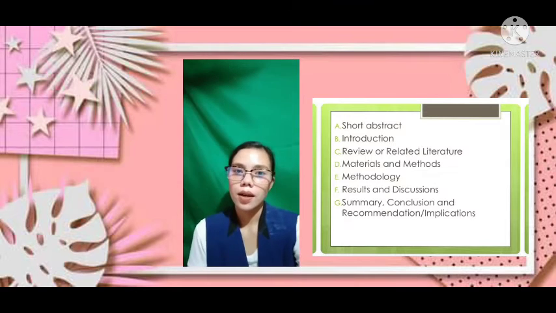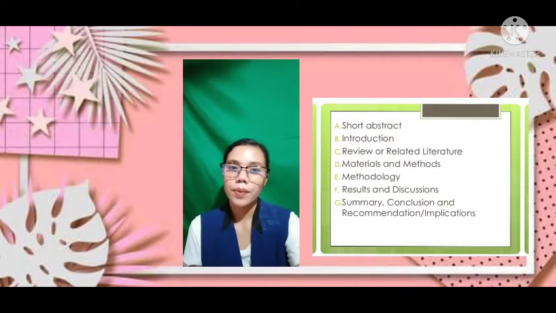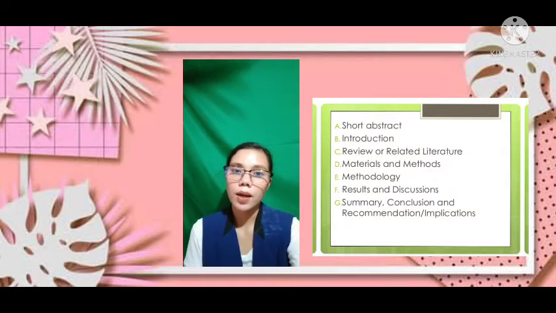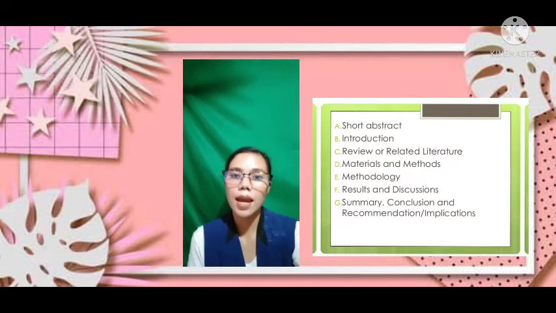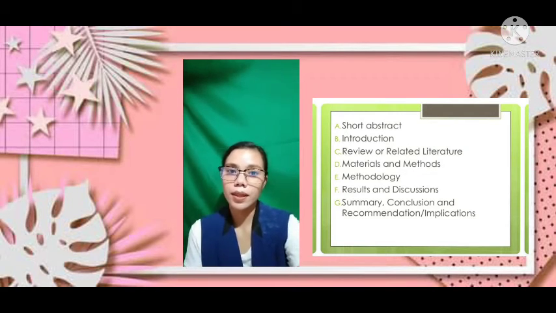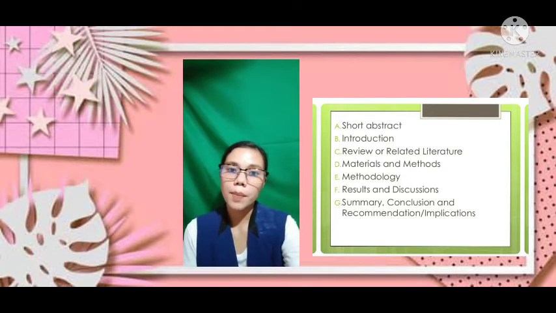So here is the write-up format. First, the short abstract. The abstract concisely reports the aims and outcomes of your research so that the readers know exactly what the paper is about. Then the second is the introduction. An introduction is typically the first paragraph of your paper. The goal of your introduction is to let your reader know what he or she can expect from your paper.